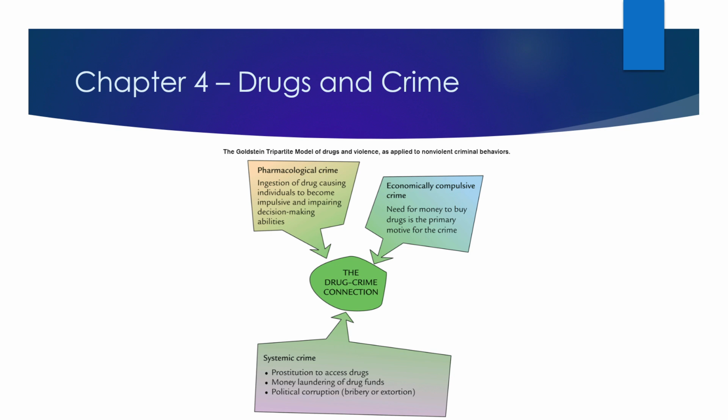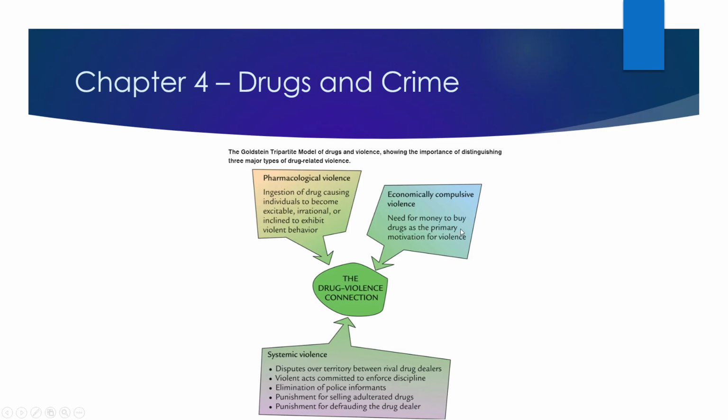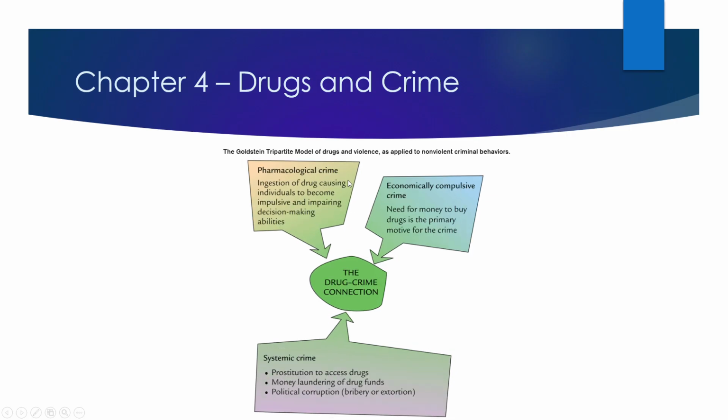So let's start first of all with the pharmacological violence. Okay, so now they've got it listed as crime instead of violence. Okay, so pharmacological crime: ingestion of a drug causing an individual to become impulsive and impairing decision-making abilities. So I've been using alcohol. Let me stick with that one.